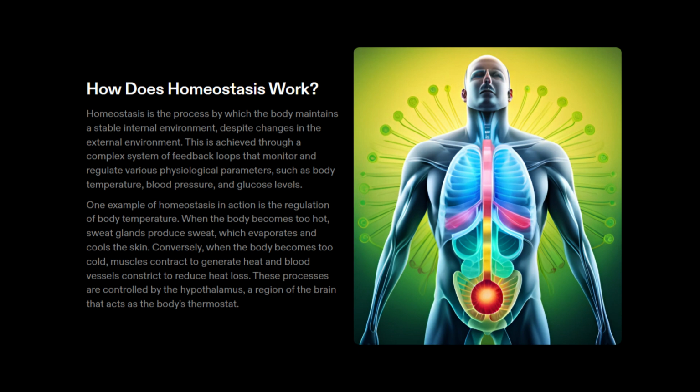One example of homeostasis in action is the regulation of body temperature. When the body becomes too hot, sweat glands produce sweat, which evaporates and cools the skin. Conversely, when the body becomes too cold, muscles contract to generate heat and blood vessels constrict to reduce heat loss. These processes are controlled by the hypothalamus, a region of the brain that acts as the body's thermostat.